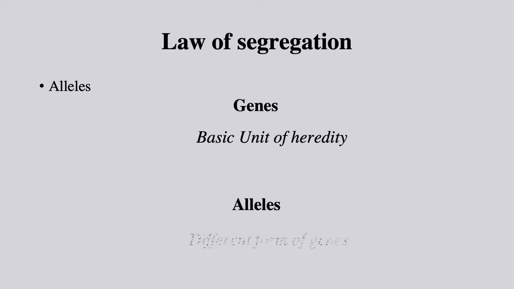To understand this law, first we need to understand a few genetic terms such as alleles, homozygous, heterozygous, phenotype, and genotype. So first, have a look at what an allele is. To understand the allele, let's revise the concept of a gene. We know that genes are basically a unit of heredity that carry genetic information. So alleles are just the different forms of genes.